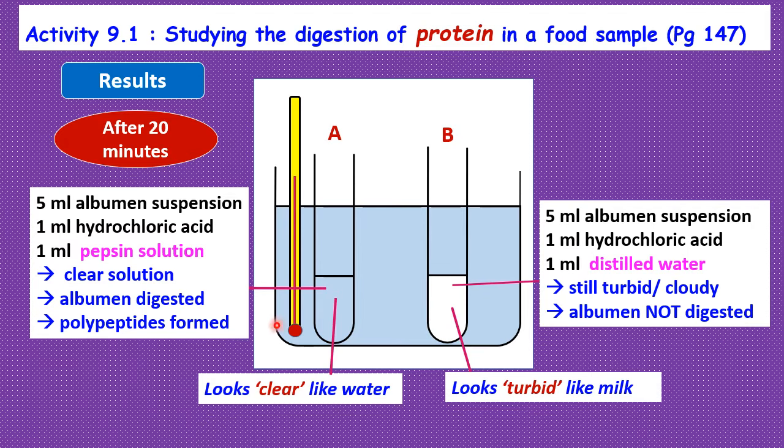So for this experiment, to detect the presence of protein, we look at the turbidity or clarity of the solutions in A and B to detect whether the albumin is present. If albumin is not present, then it forms a clear solution, especially when it's been digested to form polypeptides. And here, because albumin is present, there is still a turbid or cloudy suspension caused by the albumin.